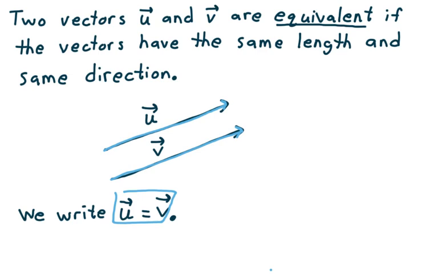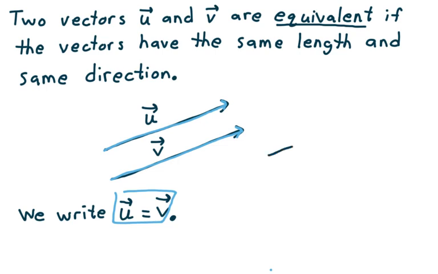And we're going to write that u equals v. They're in different positions, but they're equivalent because both u and v are pointing in the same direction and they have the same length. And that's really important. Both conditions have to hold for them to be equivalent.